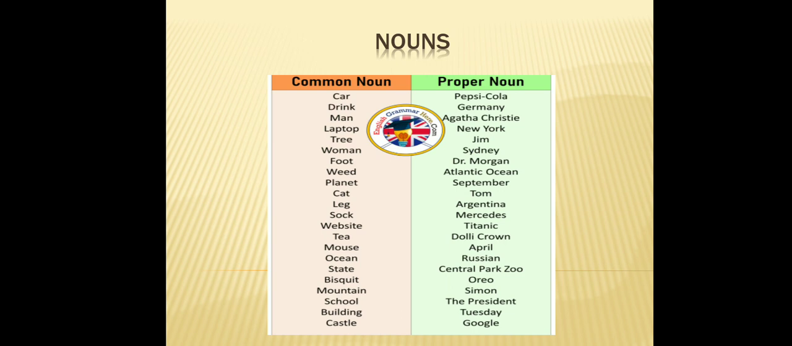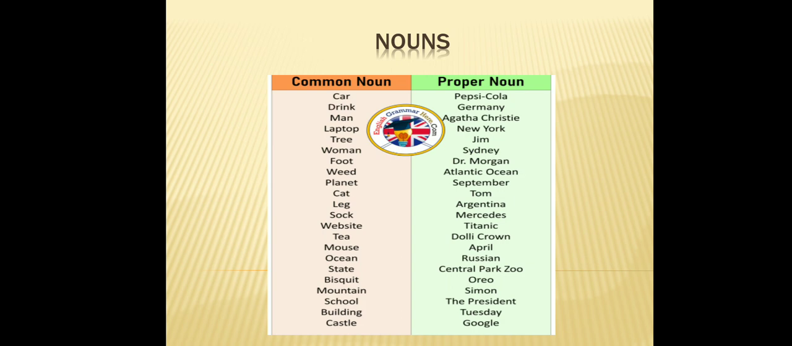The next one is the nouns. A noun is a part of speech that names a person, place, thing, idea, action, or quality. All nouns can be classified into two groups: common or proper. Names of people or places, such as your name, your friend's name, your parents' names, or the name of your town or your country, are special naming words. These words are called proper nouns.